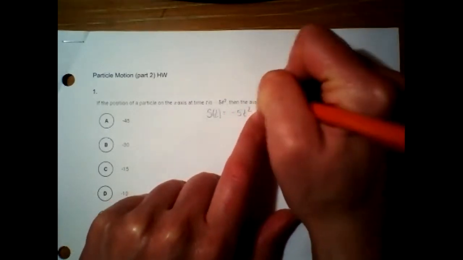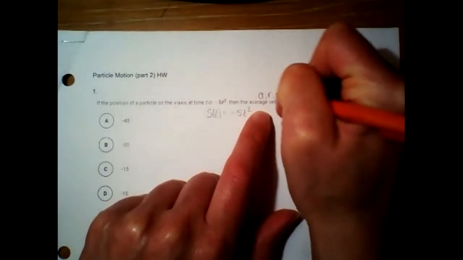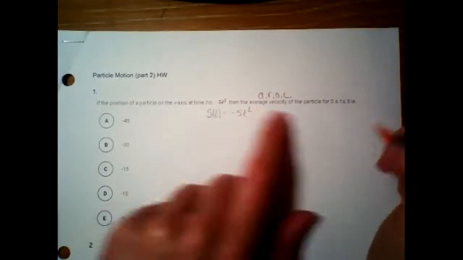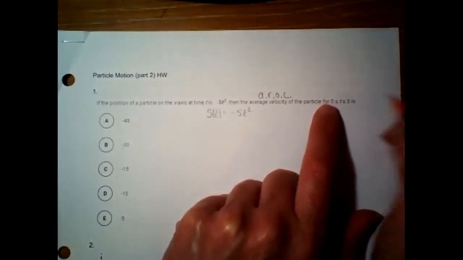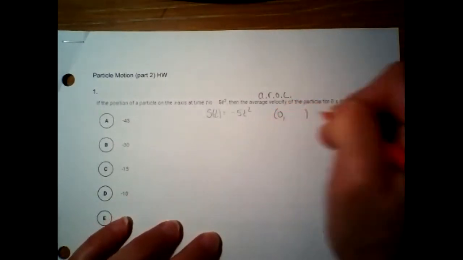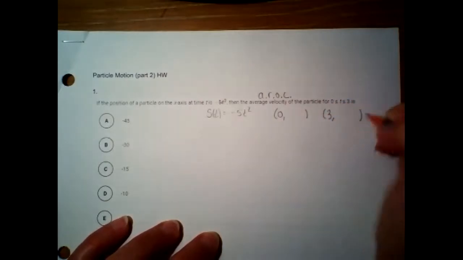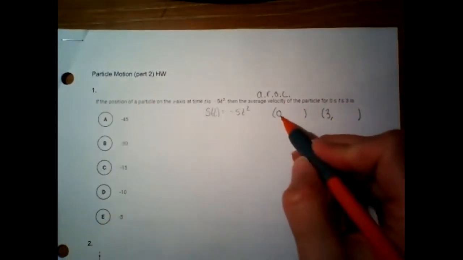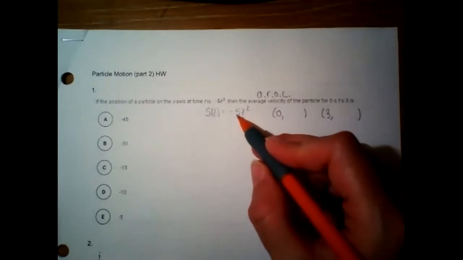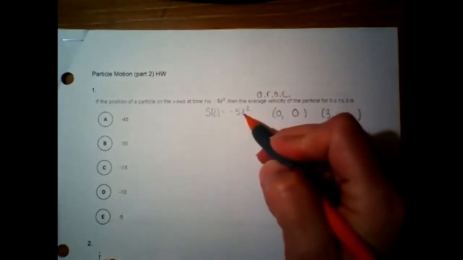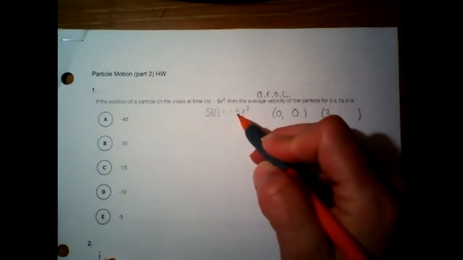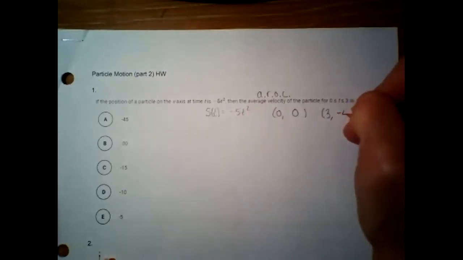So that is an average rate of change, which just means slope over this interval. So for slope, we need 2 points. We're going to need a point for 0, and we're going to need a point for 3. And so I'm just going to plug those values into the equation. So if we plug in 0, we're going to just get 0. If we plug in 3, 3 squared is 9, times -5 will be -45.